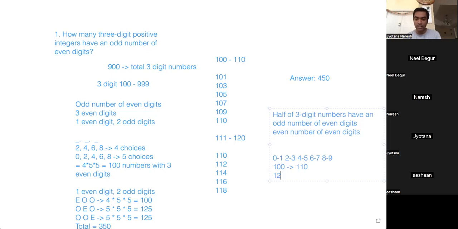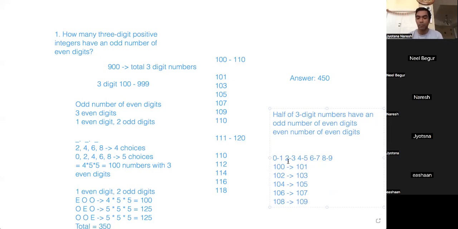Let's actually do it with the last digit. That might be easier. 101. 2 maps to 103. 104 maps to 105. 106 maps to 107. 108 maps to 109.